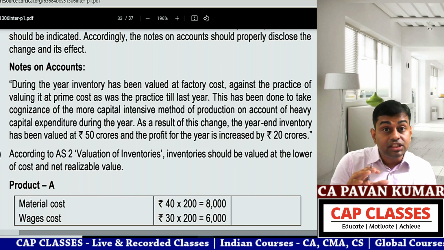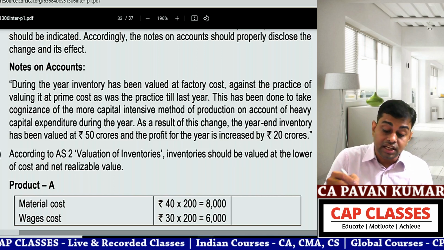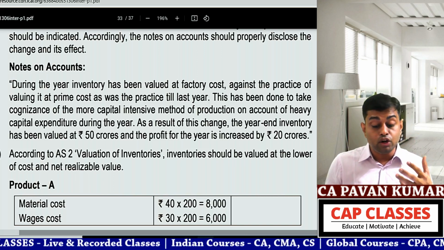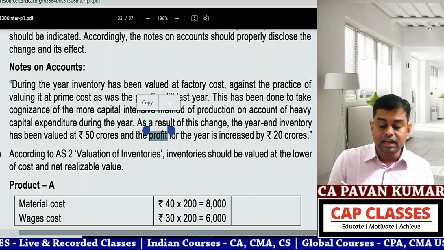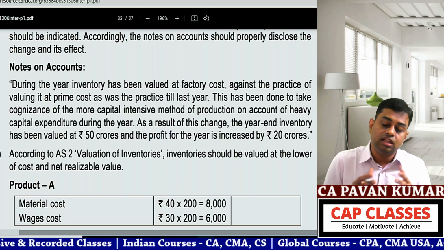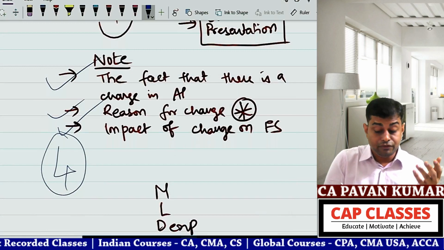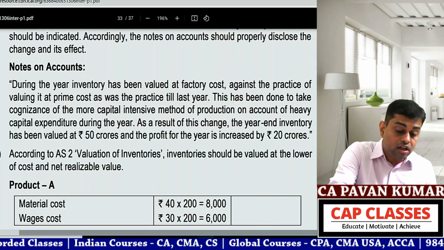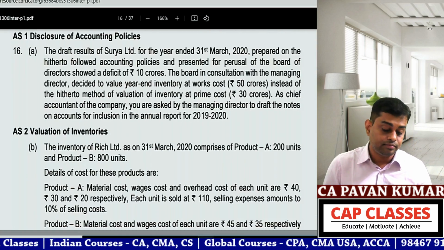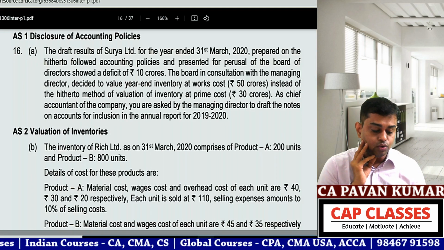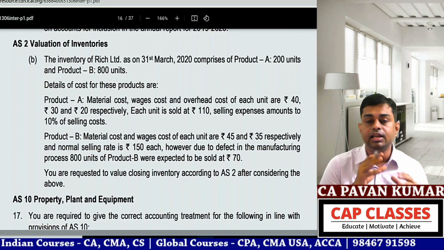As a result of this change, what is the effect? As a result of this change, the year-end inventory has been valued at 50 crores and the profit for the year is increased by 20 crores. That's all. Simple answer. But if you do not understand the concept, you cannot write the answer for this. We'll go to question number 2, 16B, valuation of inventory.